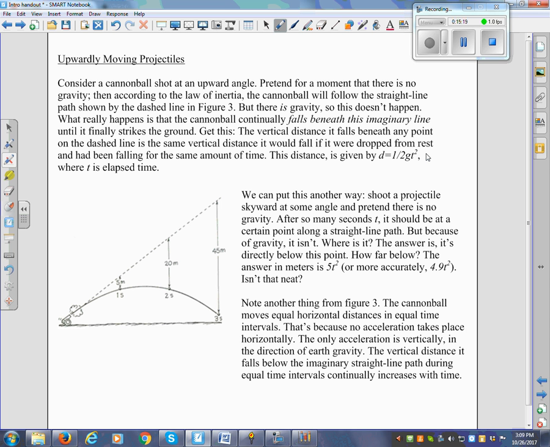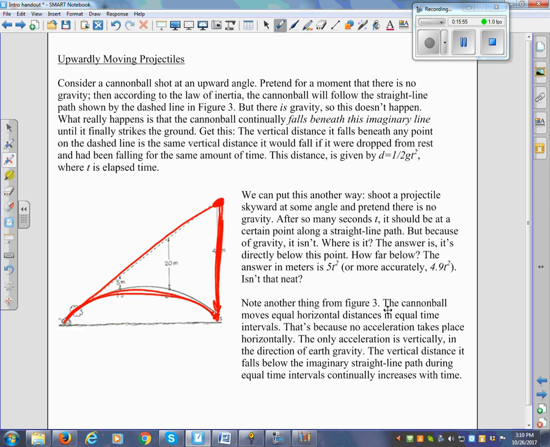In other words, after 3 seconds, the ball is at a position that is the same as where it would be if you were to drop it from there. I'll say that again. After 3 seconds, if there was no gravity, it would be there, right? Because of gravity, it's here after 3 seconds. This distance, this 45 meters, is the same distance that you would fall in 3 seconds. That's what this is all about. That's cool.